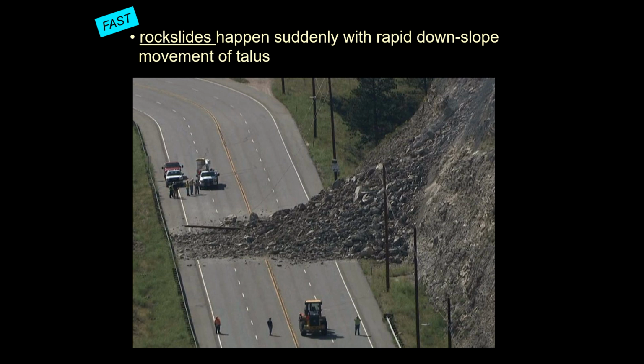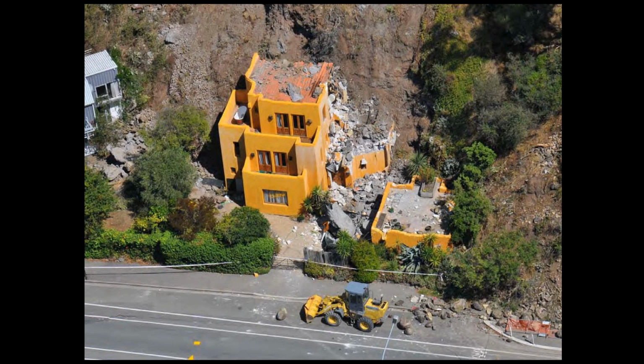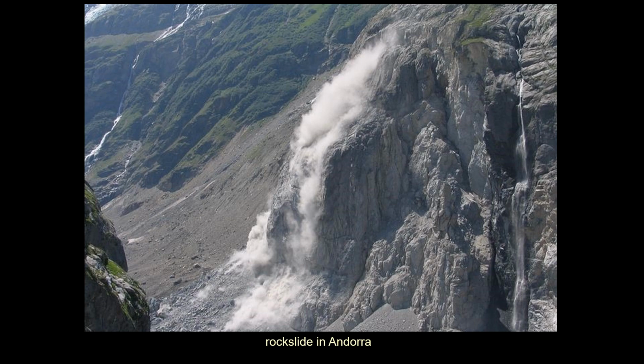So rock slides are somewhat dry, and again involve material not coming down one piece at a time, but coming down all at one time, and creating quite a hazard. Another example of a rock slide, this is near Santa Monica, California, a home that's been affected by a rock slide. Again, dry. Rock slide in Andorra. This is a country that's right between France and Spain in the Pyrenees Mountains.